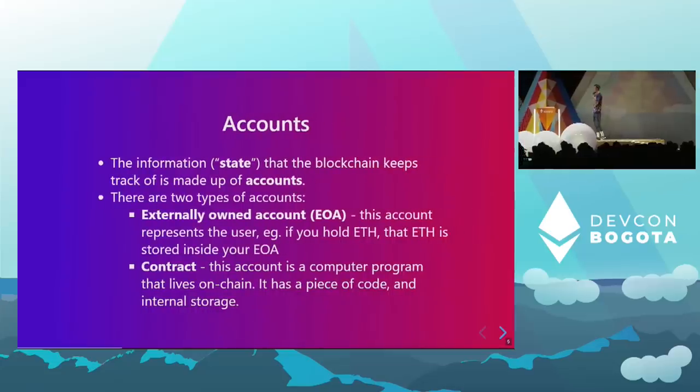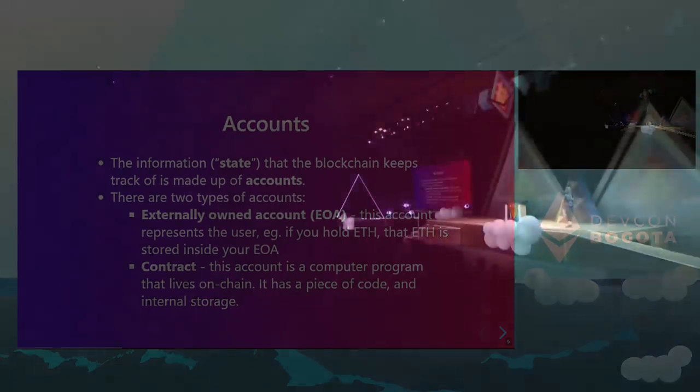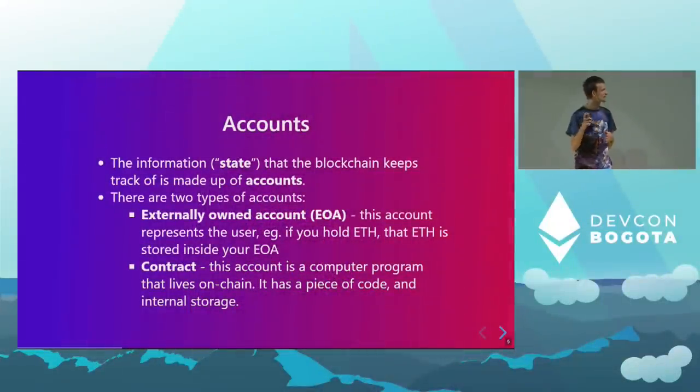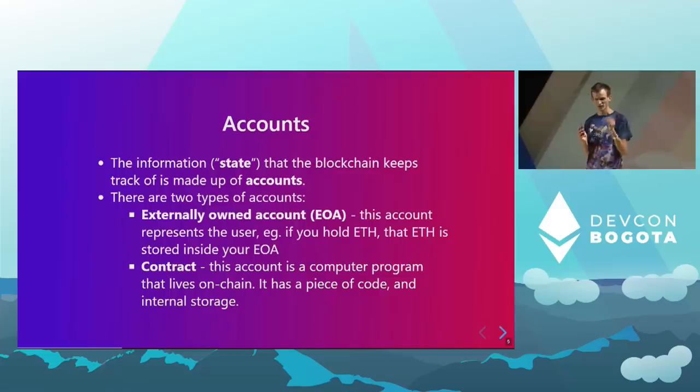Okay, so let's talk about what happens inside of a blockchain. The blockchain keeps track of information that we call state, and the state that the blockchain keeps track of is made up of accounts. There are two types of accounts. You can think of them for now as accounts controlled by people and accounts controlled by robots, where the robots only exist inside of the chain.